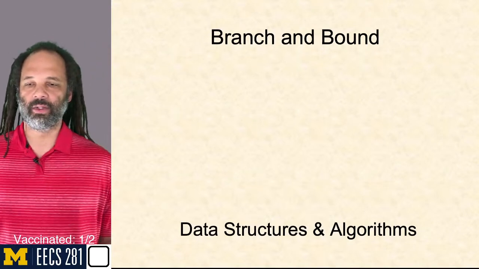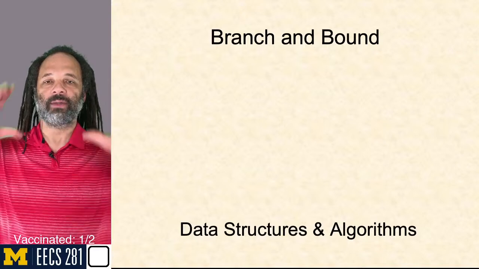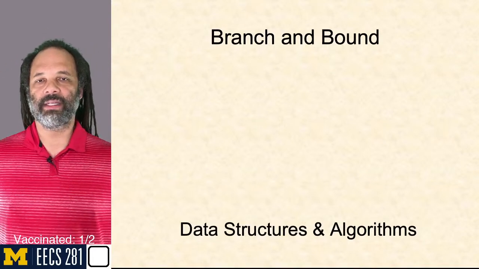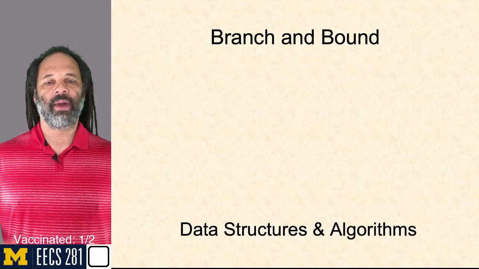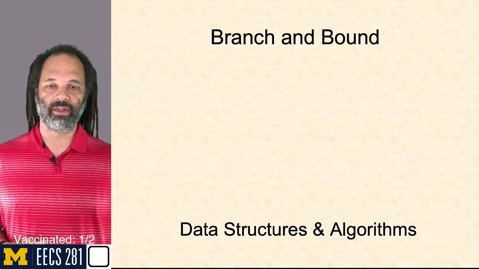All right, so up next, branch and bound. Branch and bound now, as we talked about using backtracking to solve these constraint satisfaction problems, branch and bound is used to solve optimization problems where we also have constraints involved.